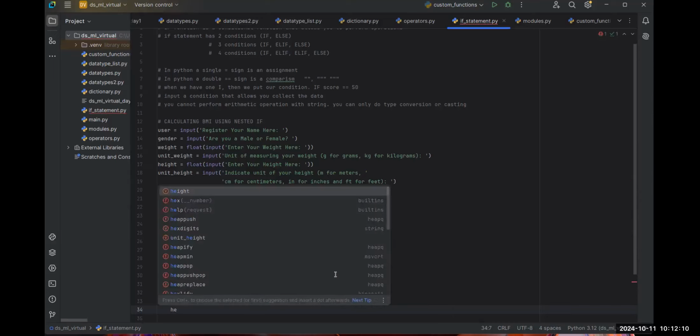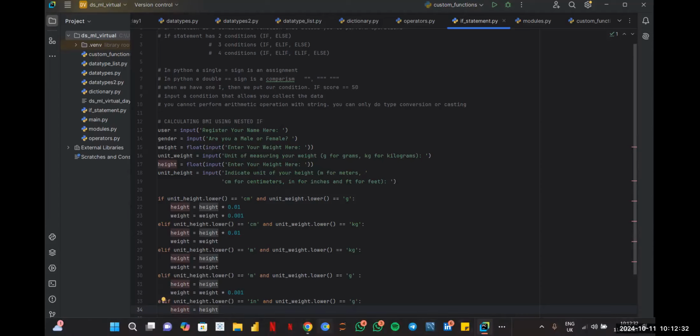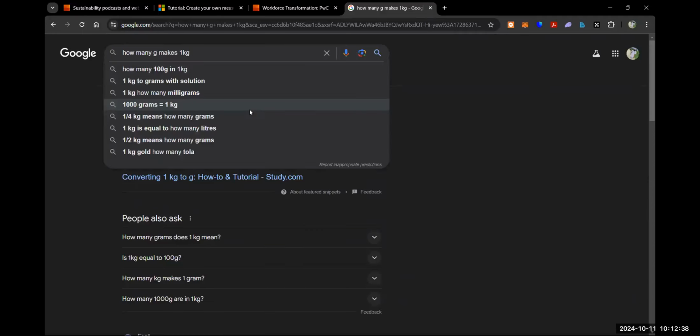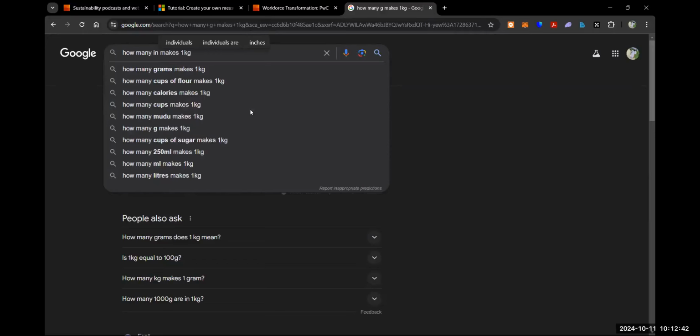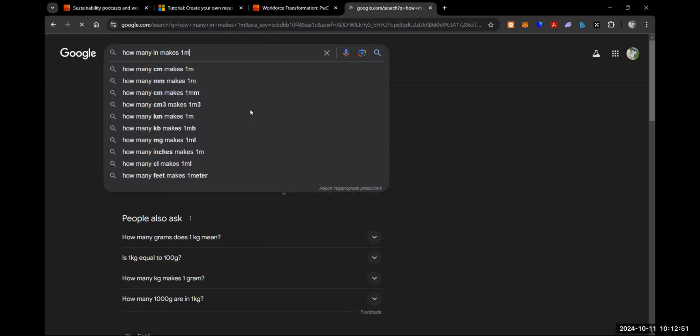Now, height will be equal to height. Now we have to go back and see the conversion. How many inches makes 1 meter? Now let's go online and check that and see what our results would be. Inches makes 1 meter, right? Now let's wait for it.